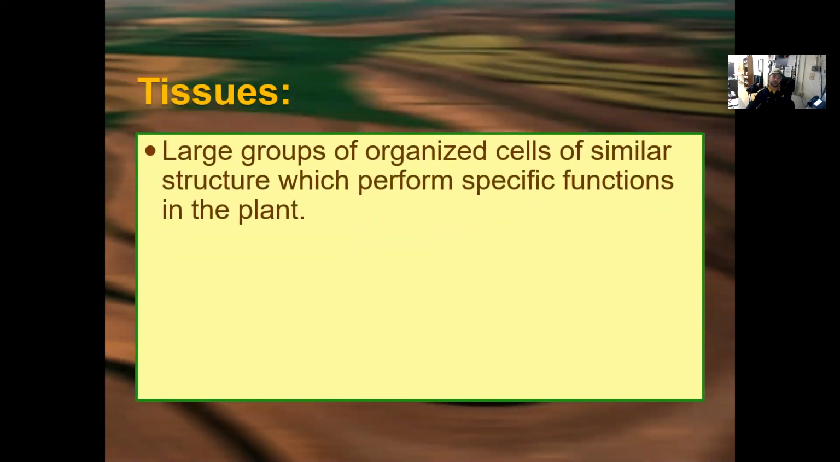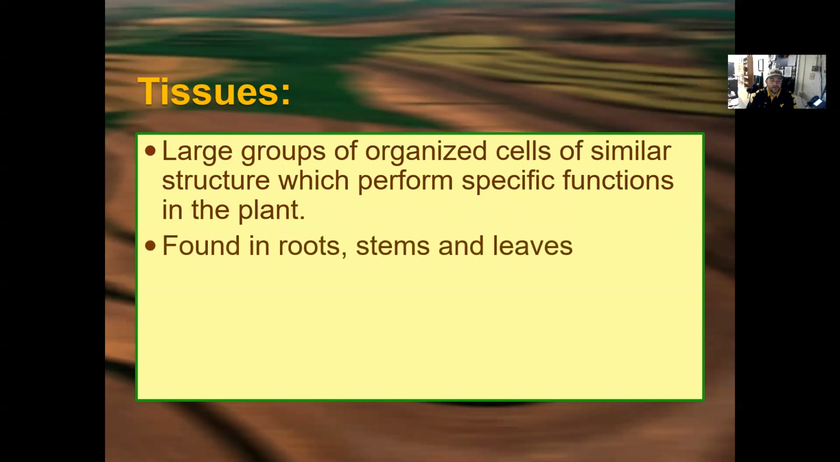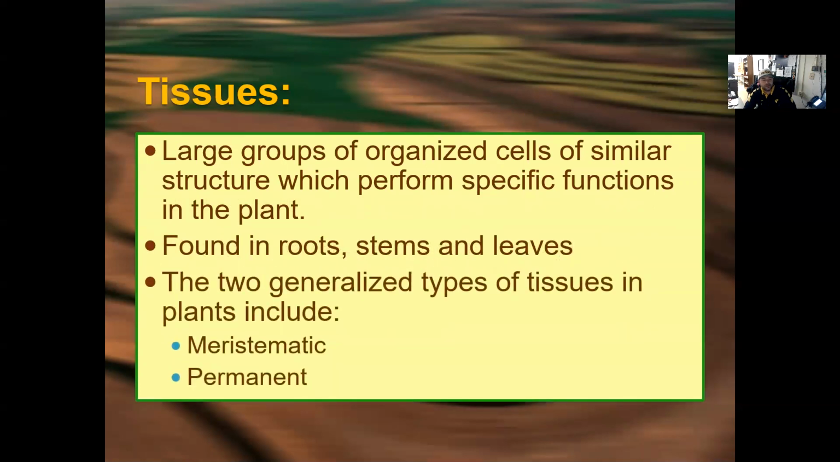Moving into tissues: large groups of organized cells of similar structure which perform specific functions in the plant. Whenever you crack open the stem of a leaf or the stem of a plant, and check out some of the different parts inside, you're going to have these small green layers, and those are the tissue. Other than the organs itself, you're going to have those tissues, those walls that are kind of protecting the organs of the plant, found in roots, stems, and leaves. The two generalized types of tissue in plants are meristematic and permanent.